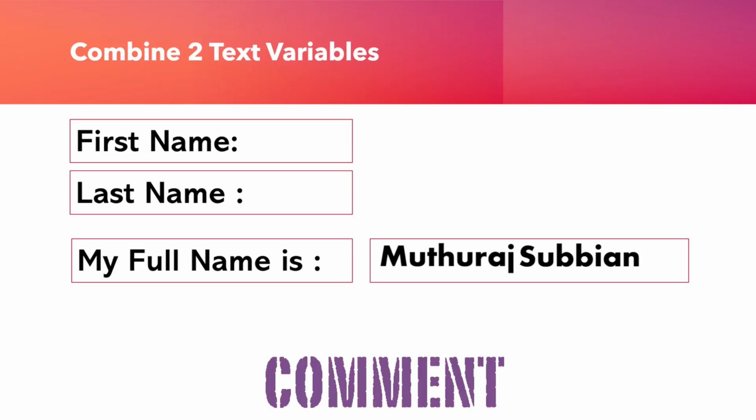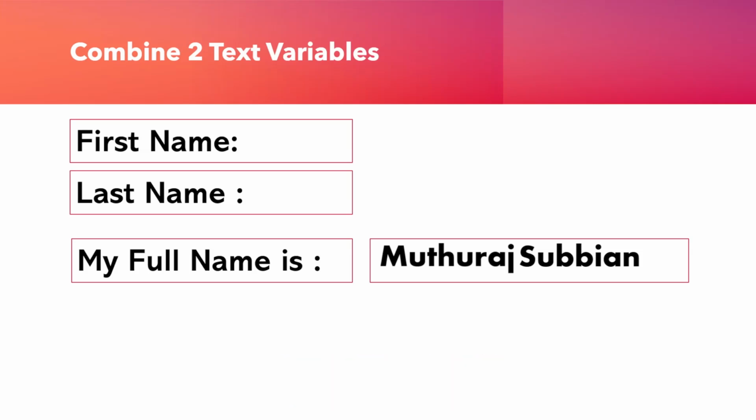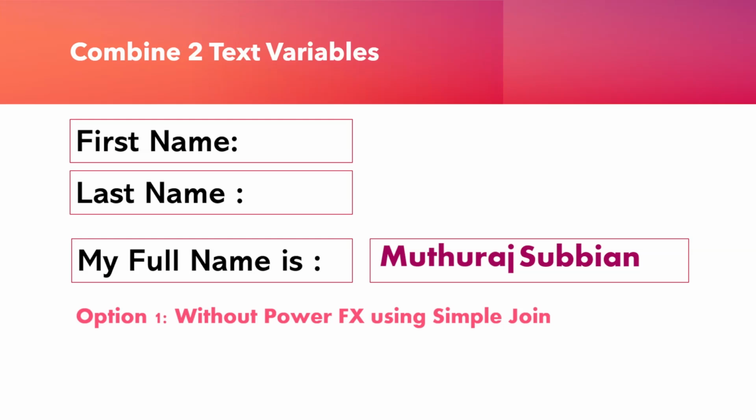And to do this, let's assume you have created a flow without the PowerFX. In that case, we will be using it with a simple join. You will see how we can do it. And the same thing, if you have created your flow with PowerFX, then you have other options too.